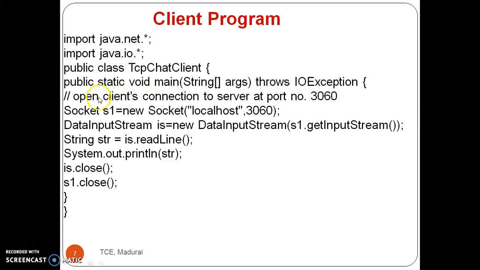Next step, the important step at client side, is to create socket. The syntax for creating client side socket is Socket s1 = new Socket("localhost", 3060). Here the parameters we are passing to the Socket class are important.